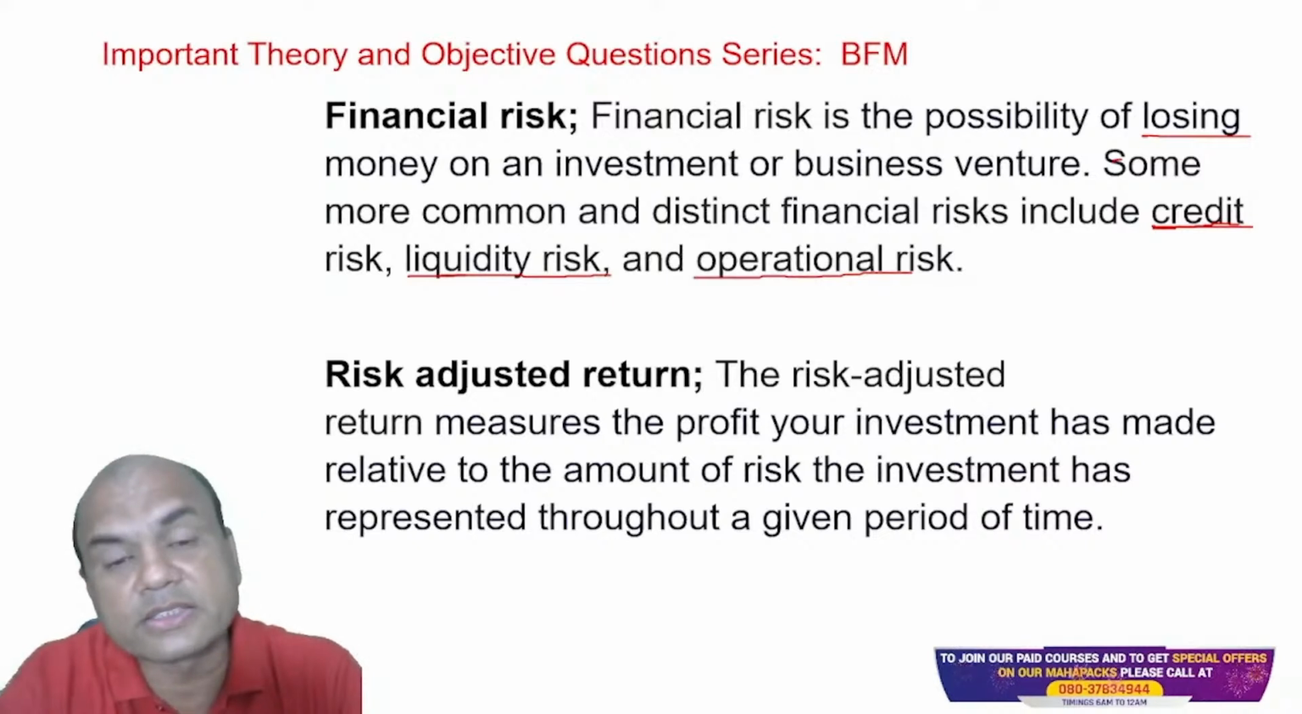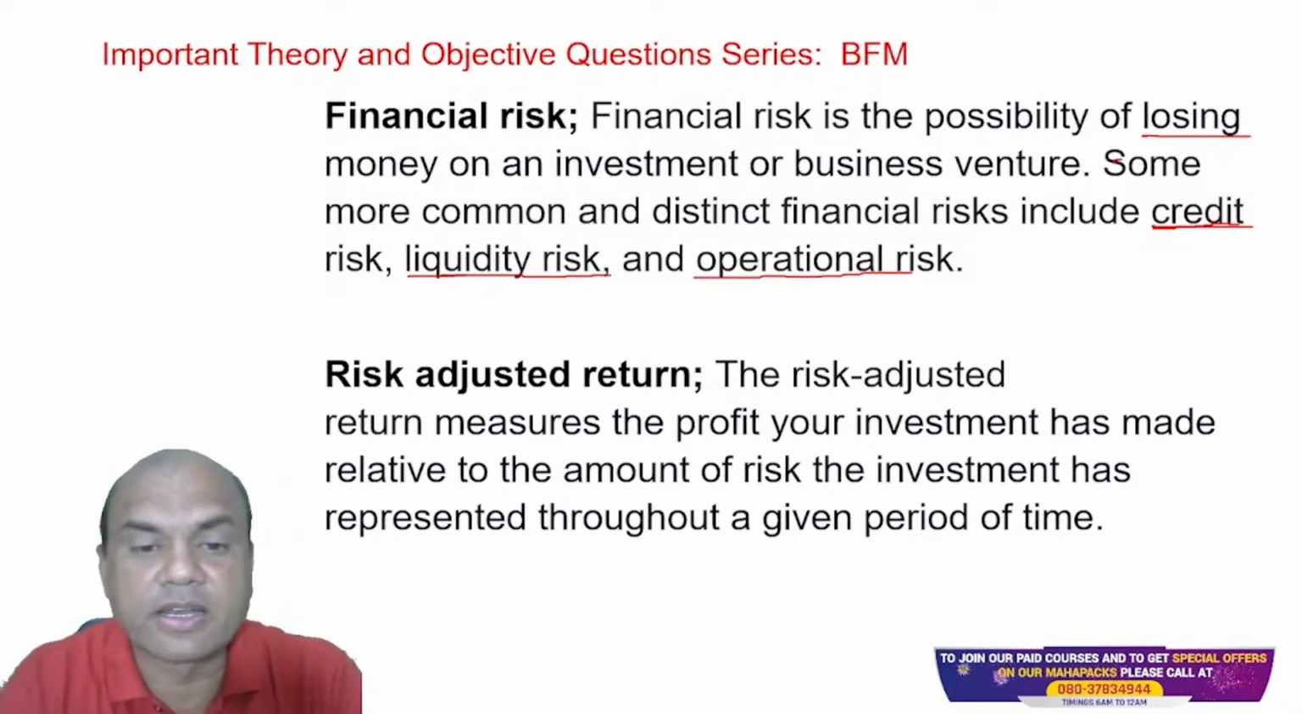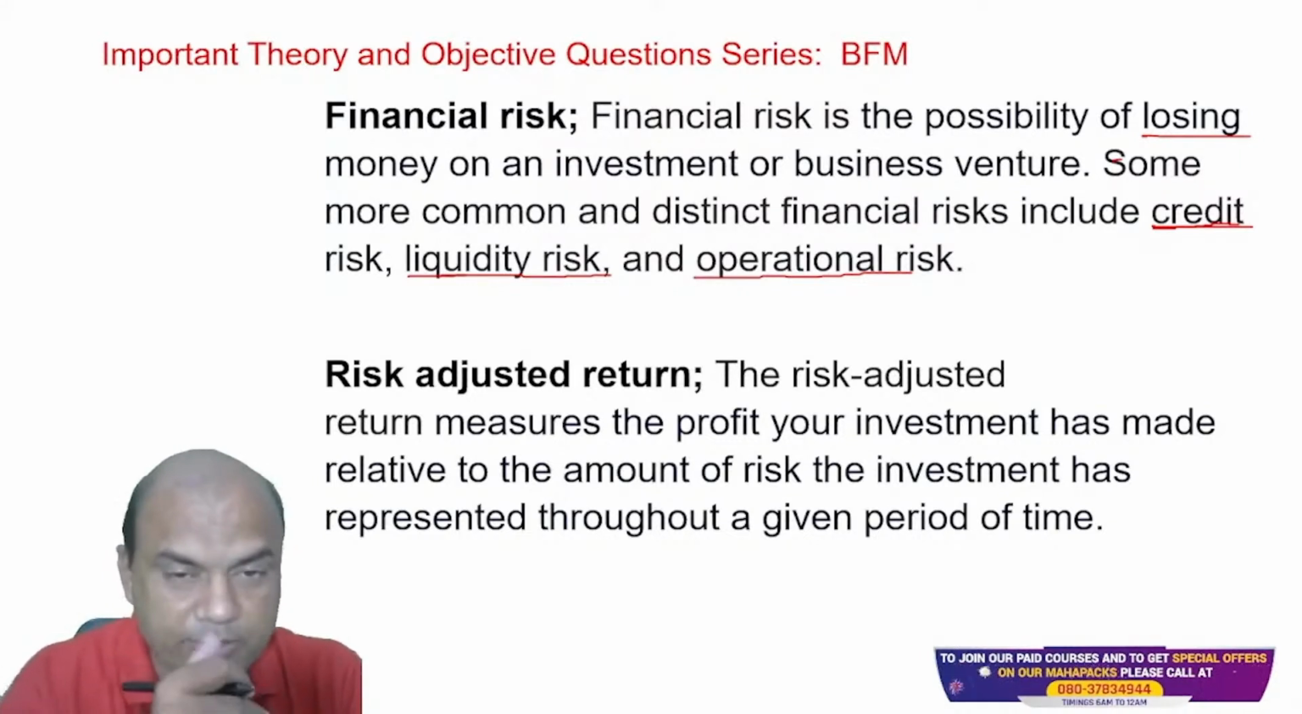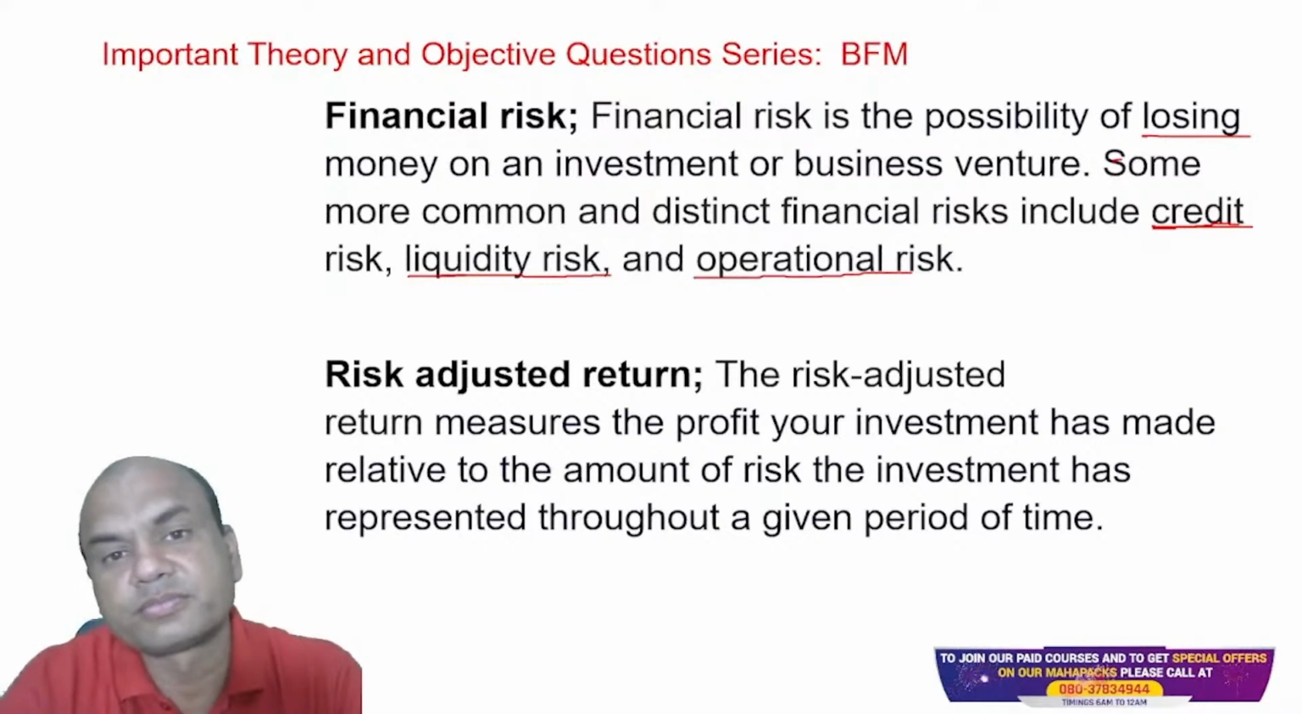So financial risk also has these parts: credit, liquidity, and operational risk. Clear, simple. Risk adjusted return. Now tell me, what is risk adjusted return? Firstly, tell me risk adjusted means what?